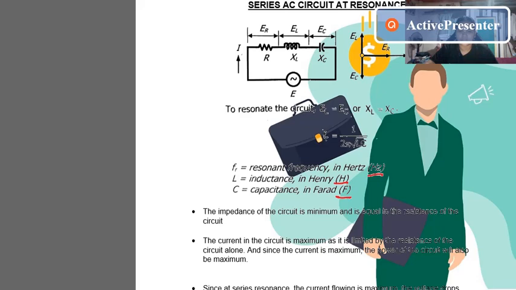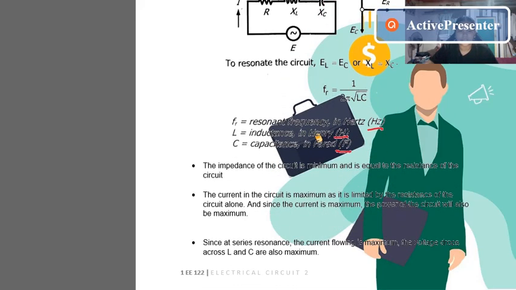of the circuit. The current in the circuit is maximum as it is limited by the resistance of the circuit alone. And since the current is maximum, the power of the circuit will also be maximum. So please take note of that. Since at series resonance the current flowing is maximum, the voltage across L and C are also maximum.